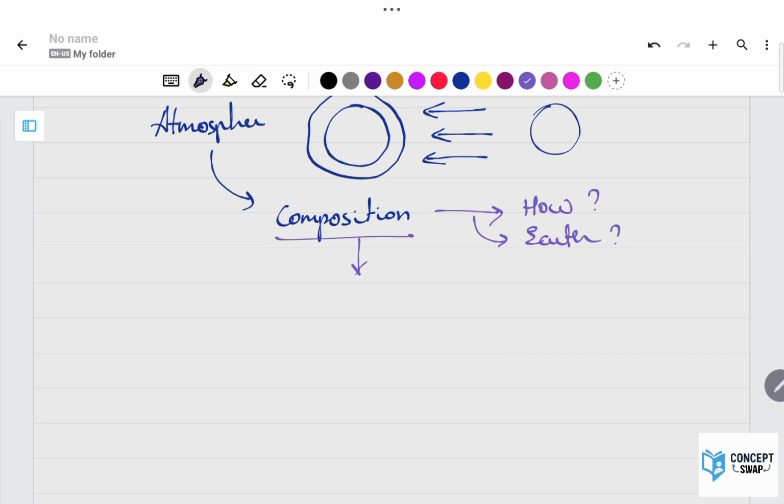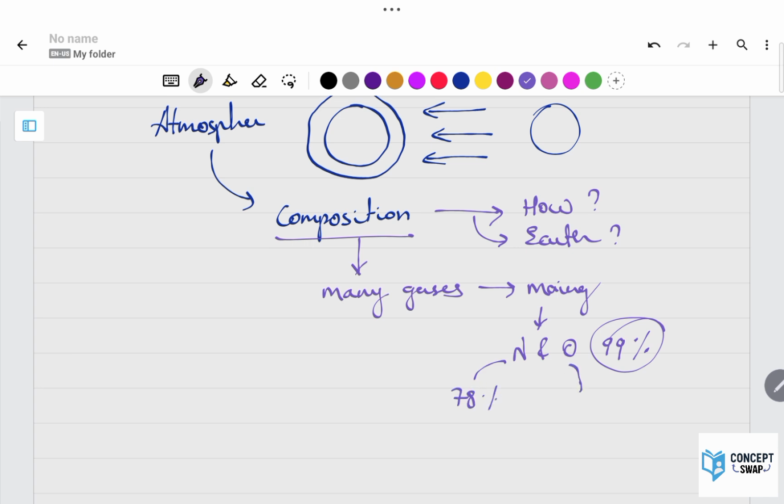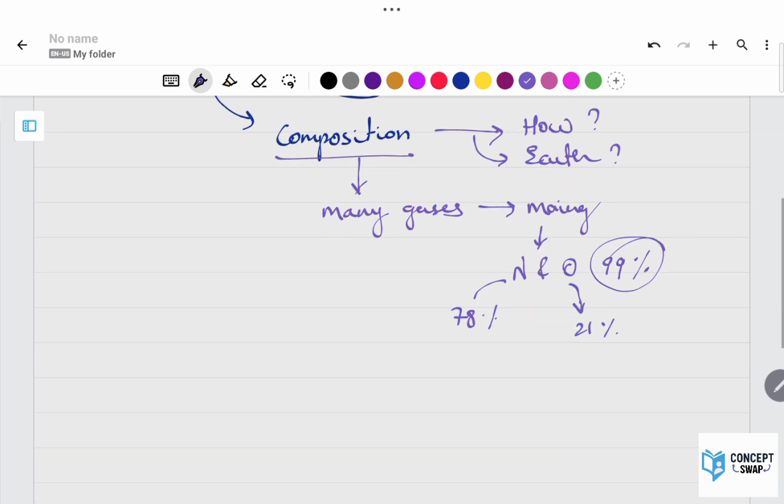Composition of atmosphere is a mixture of many gases. What gases does the atmosphere contain? Mainly nitrogen and oxygen. Nitrogen and oxygen make up 99% of the atmosphere. In clear dry air, nitrogen is 78% and oxygen is 21%.